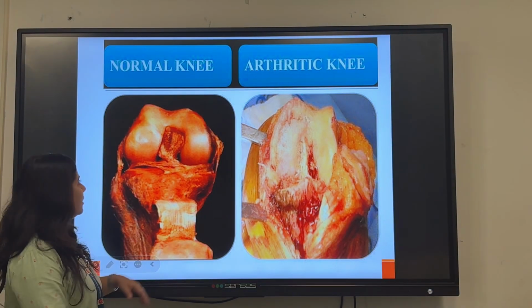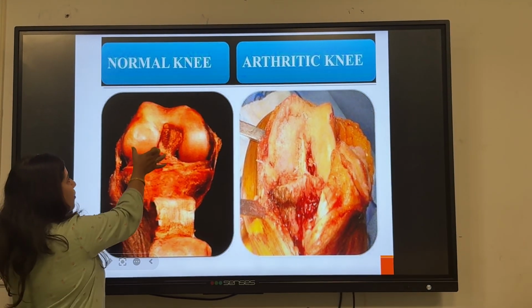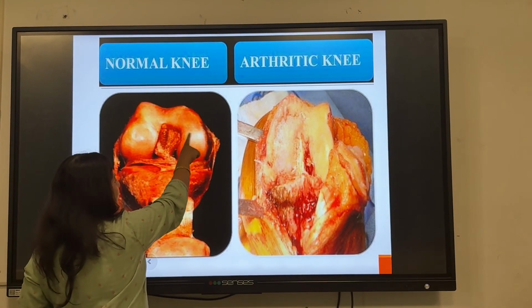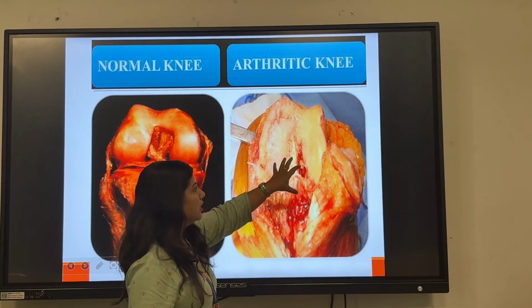As you can see, this is how nice the shape and the surfaces are normally, and this one is so much eroded.